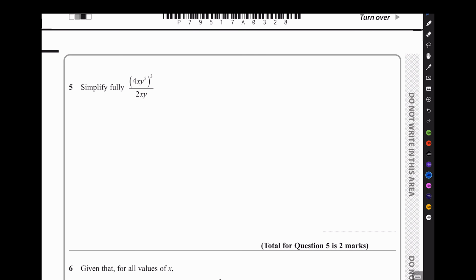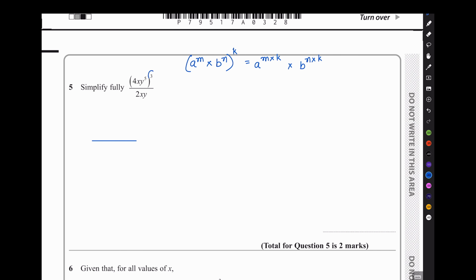Moving on, simplify fully. The rule in questions like these is: a to the power m times b to the power n, the entire thing raised to the power, let's say, k. Then this power is distributed among everything. So it becomes a to the power m multiplied by k, multiplied by b to the power n multiplied by k. That's the rule. So let's just solve this question.